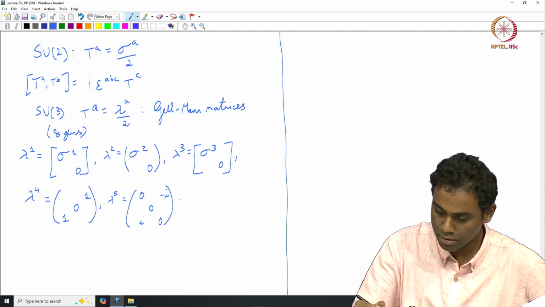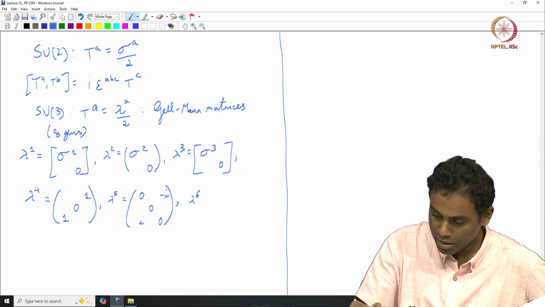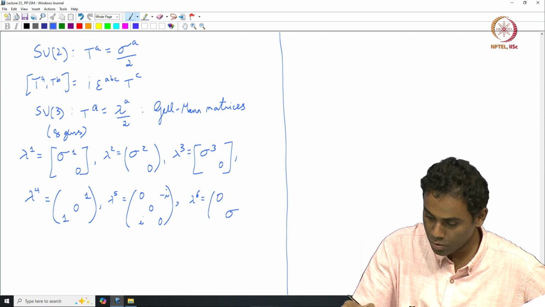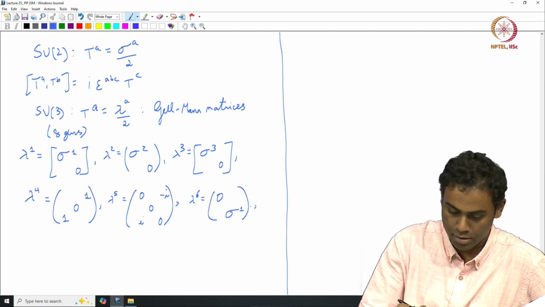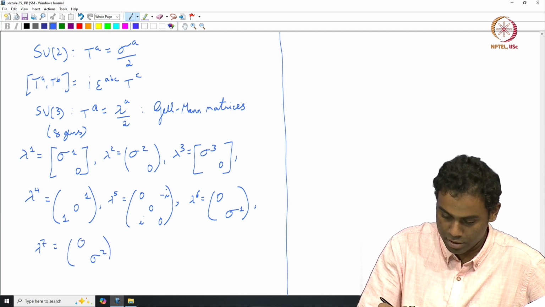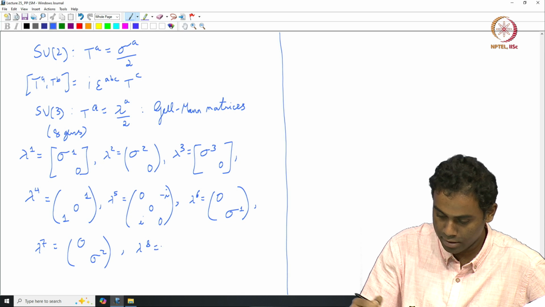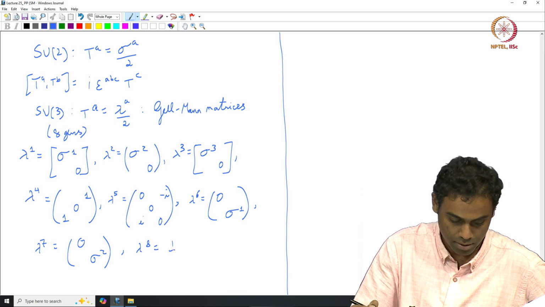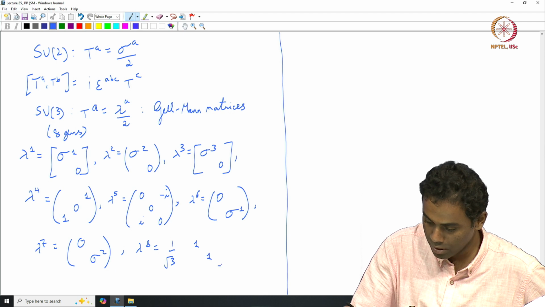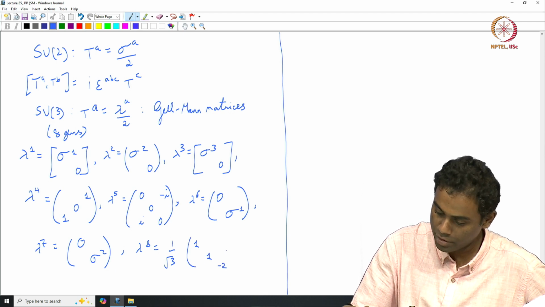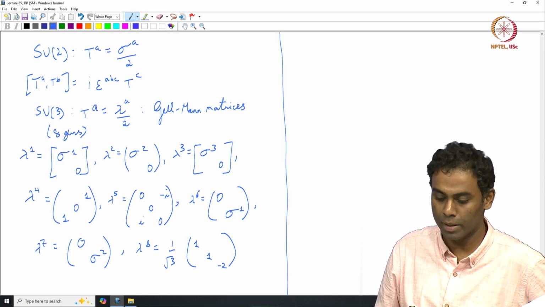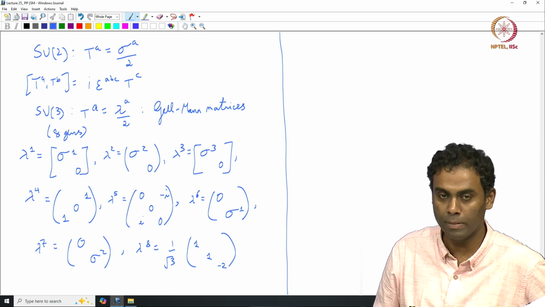Lambda 5 is this. Lambda 6 is starting from lambda 6, once again you go back to the Pauli matrices, and lambda 7 is 0 on the Pauli matrix, and lambda 8 is a bit unusual. It's like the third Pauli matrix. It has 1, 1, minus 2. Okay, so these are the generators of SU3.